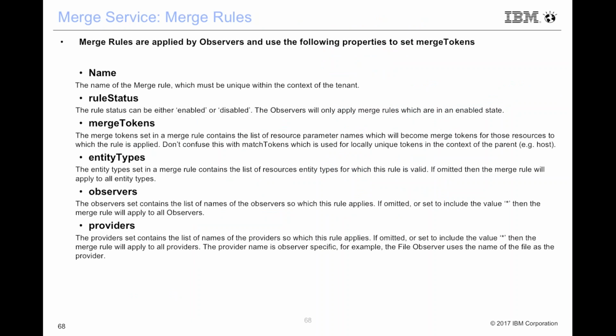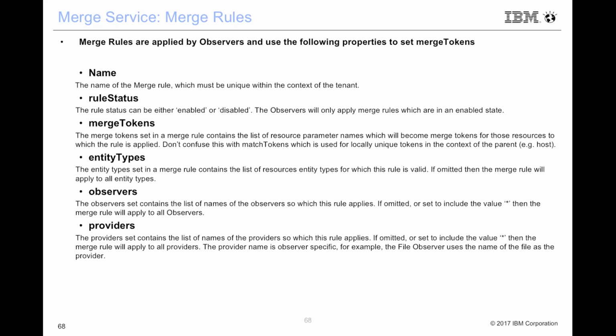Now, what we just saw there was a manual merge where the incoming data had set merge tokens. That's typically not the way we choose to do it, actually. The way we choose to do it really is to create a merge rule that the observers can apply to the data and then get them to set merge tokens before they send the data to the topology. And so those are the properties of a merge rule. Most of them are fairly self-explanatory.